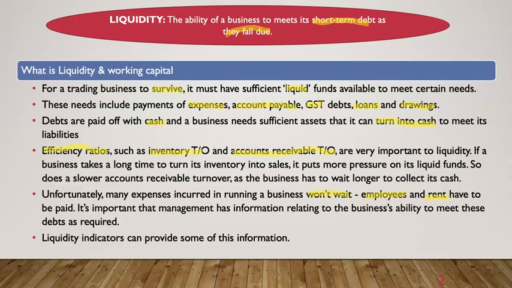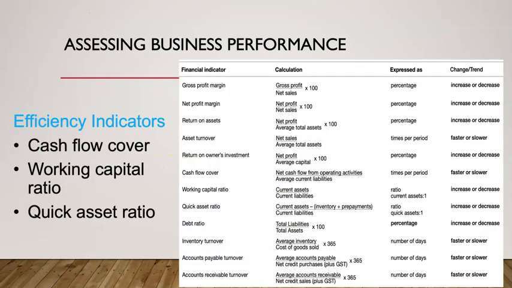And how do we analyze this and look at the financial information to determine liquidity? We look at liquidity indicators, and we're going to look at three in particular. We're going to look at cash flow cover, working capital ratio, and quick asset ratio. These are the three that we use to analyze liquidity, but we also understand that the three efficiency indicators are relevant to liquidity as well.